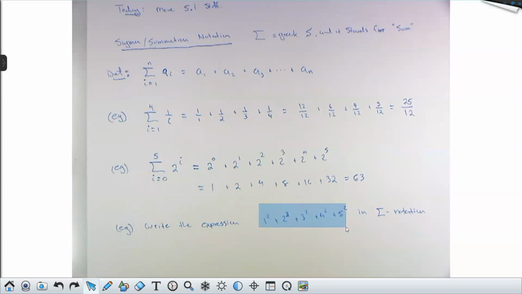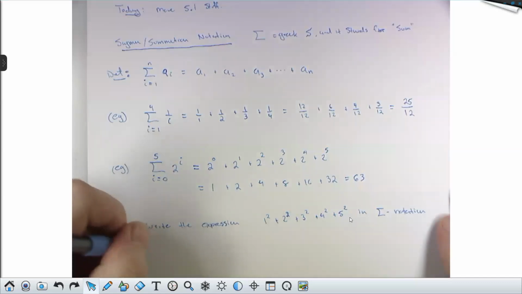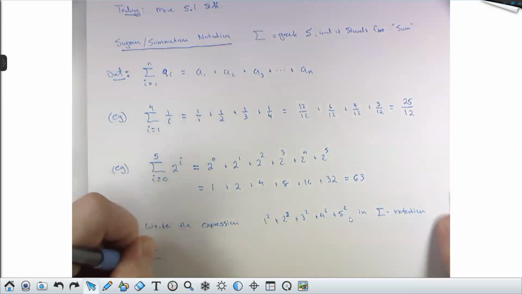Here, what I notice is that everything is being squared. And the things are 1, 2, 3, 4, and 5. So I here would run from 1 to 5. And the thing I'm adding up is I squared. So this would be sigma I from 1 to 5 of I squared.